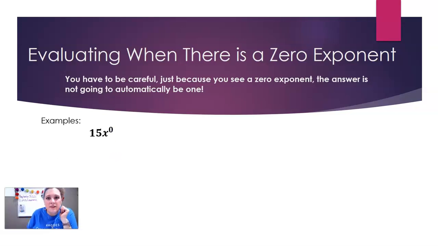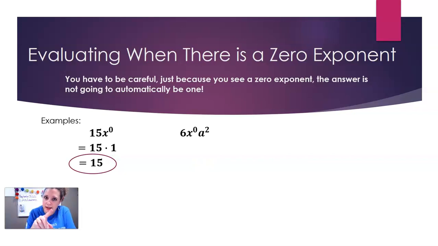If I look at this 15x to the 0 power, I cannot say that that is 1. And here's why. 15x to the 0 power is really saying 15 times x to the 0 power. So if I break that apart, the x to the 0 power part is 1. So it's really saying 15 times 1. And 15 times 1 is 15. So that's what I mean when I say be careful, because that whole thing is not going to be 1. Just the x to the 0 power. Just whatever that 0 is attached to, that becomes 1.